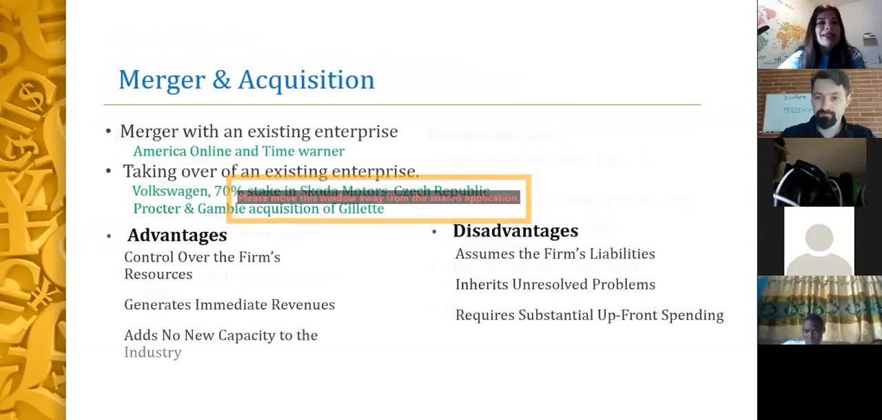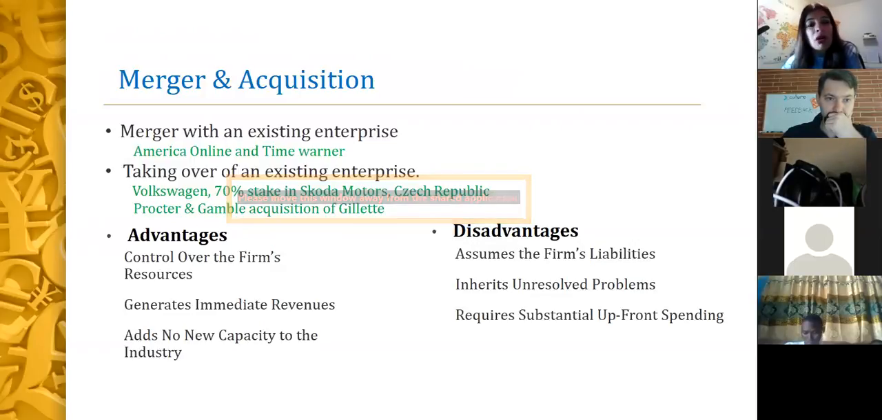The last of our foreign market entry modes is for when you want to have 100% control of your operation, but you don't want to wait for this greenfield investment, the time it takes. So can we do it quicker? One way of doing it is acquiring a firm. So you take over a firm and make it a part of your firm.